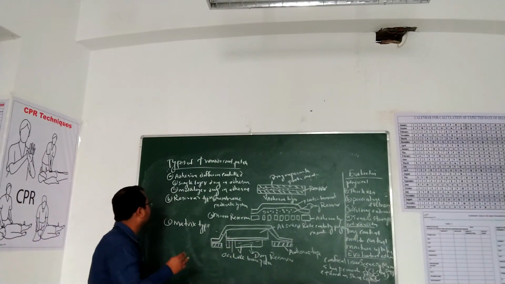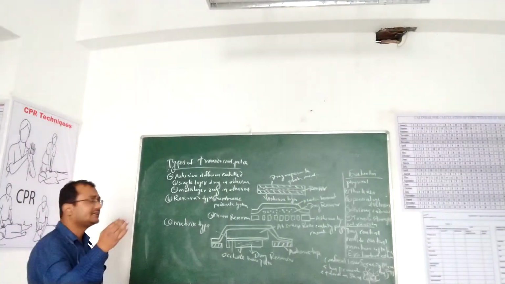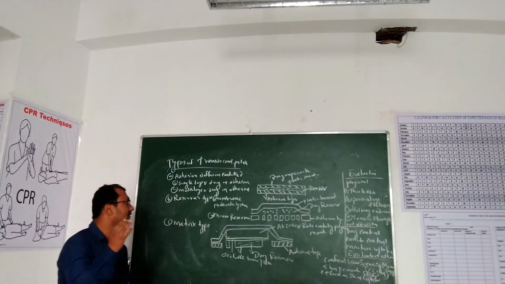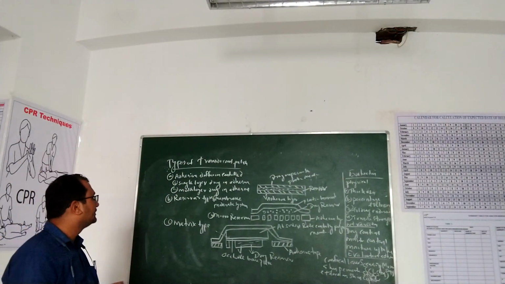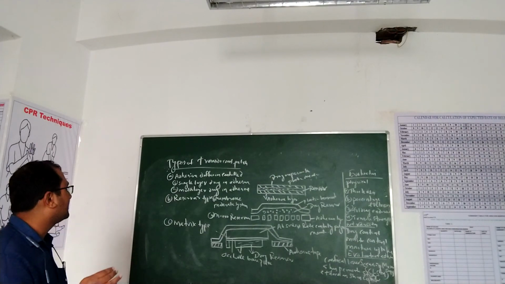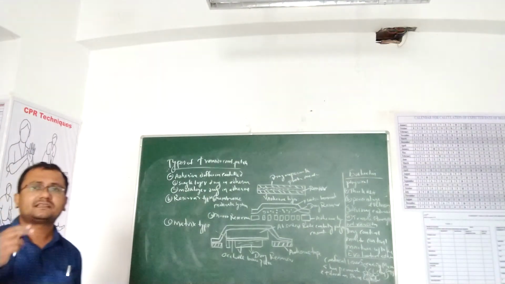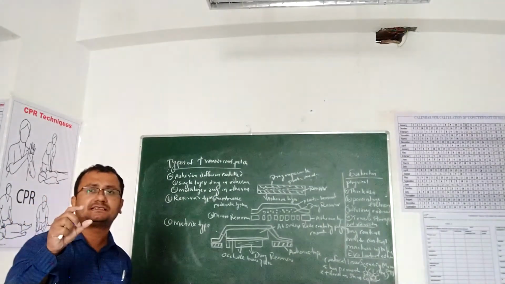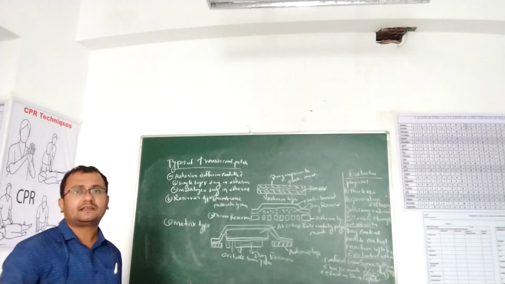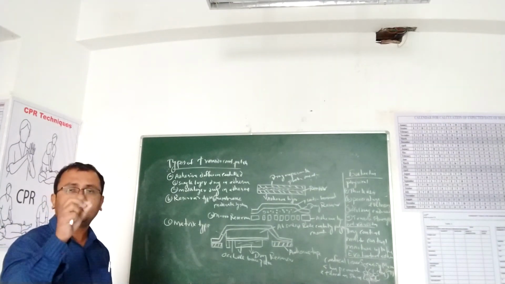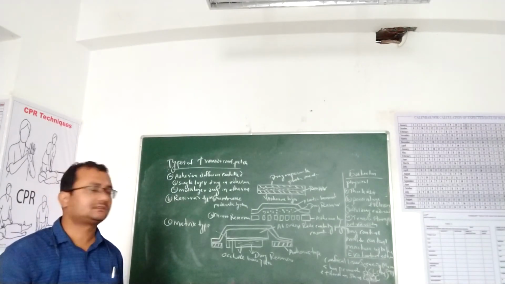Then the adhesive diffusion control type is classified once again into two types: single layer drug in adhesive and multi-layer drug in adhesive. In the single layer, there is just one layer of adhesive present, and in that only the drug will be entrapped, and from the adhesive layer the drug will permeate through the skin.